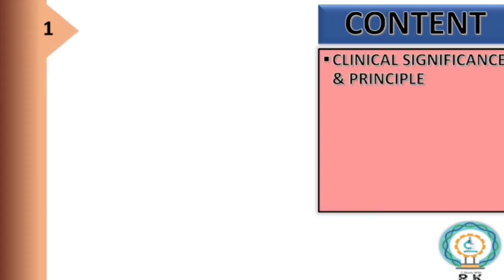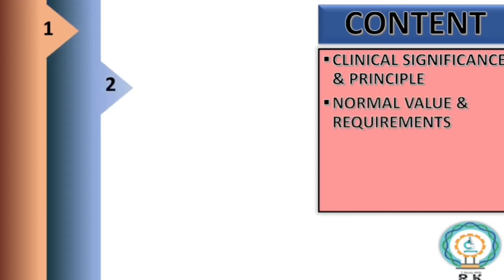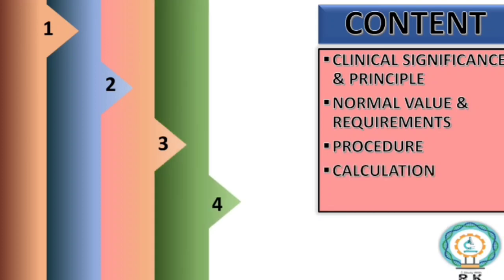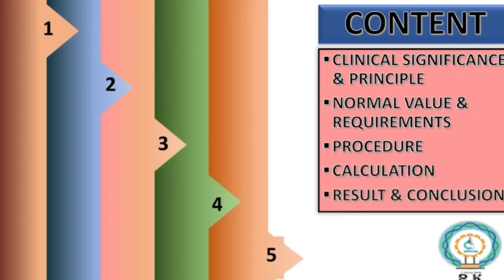It also includes 5 points. First one is clinical significance and principle. Second one is normal value and requirement. Third one is procedure. Fourth one is calculation. And fifth one is result and conclusion.